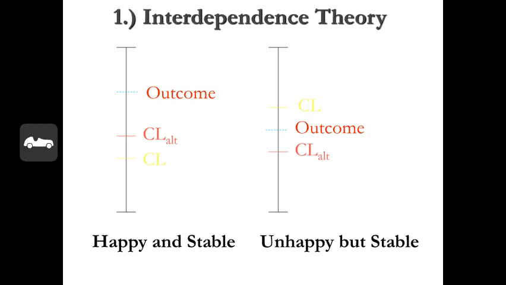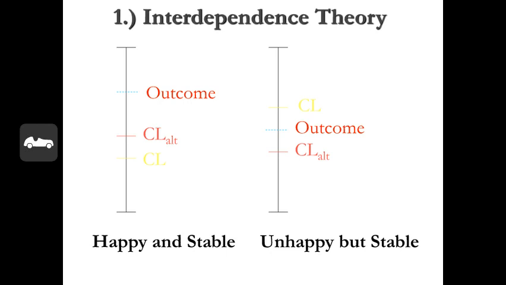According to Thibault and Kelly, they would say that you feel good and you're very unlikely to leave your current partner. And in fact, in this example, the CL and the CL alt could even be flipped, and you'd still be happy and stable because your outcomes are still better than your comparison level, and your outcomes are still better than anyone else, comparison level for alternative.